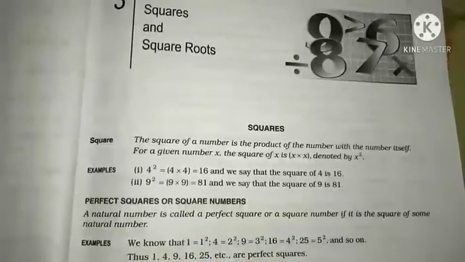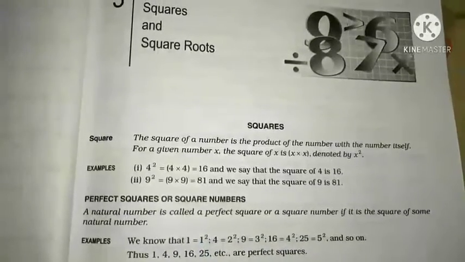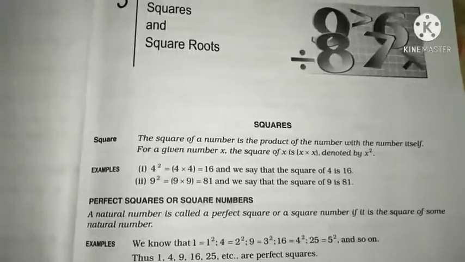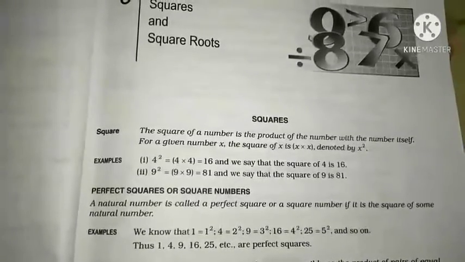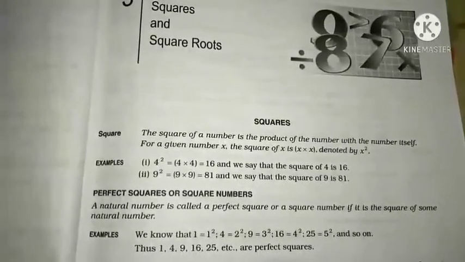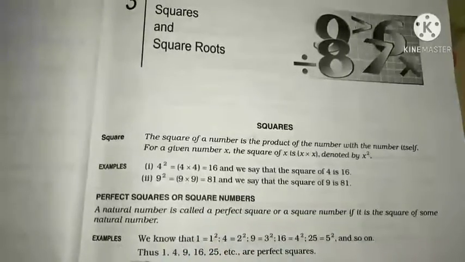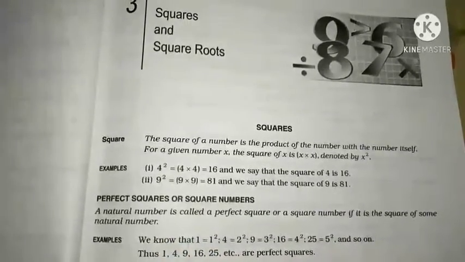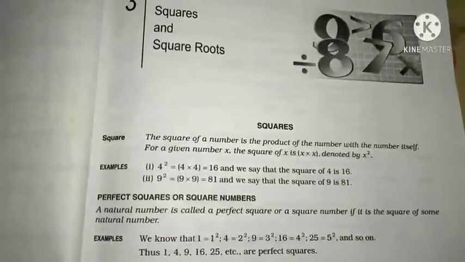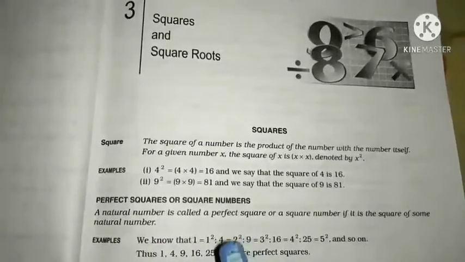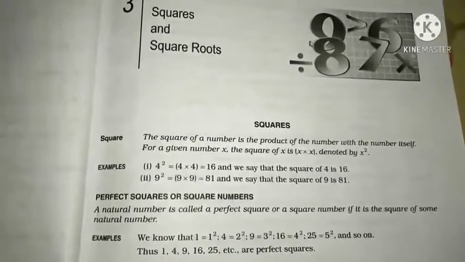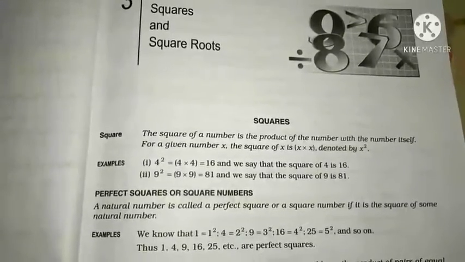So you can say that any number which is multiplied by itself gives a result, and the result is called a perfect square. Okay. So conversely, you can say that we are able to find the square root of a perfect square number only, right? That we'll see in the second half of this chapter.